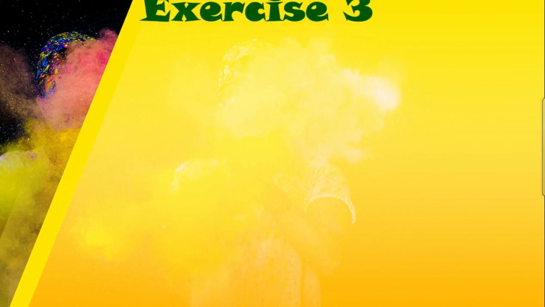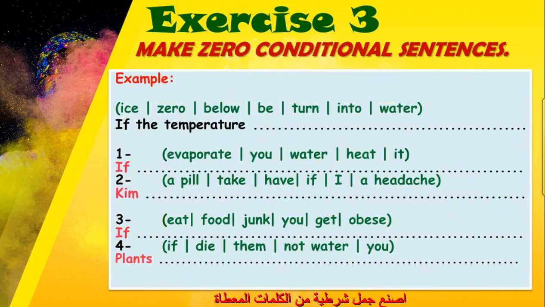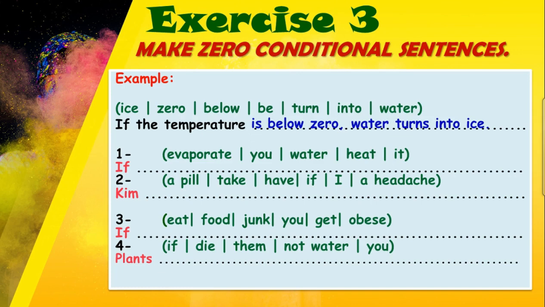Now let's move to exercise number 3. In this exercise, we are asked to make zero conditional sentences. For example, we have ice, 0, below, turn into water, and we have if the temperature. So we need to make a zero conditional beginning with the sentence given using the words. So we say, if the temperature is below 0, water turns into ice. You can go on and do the others.